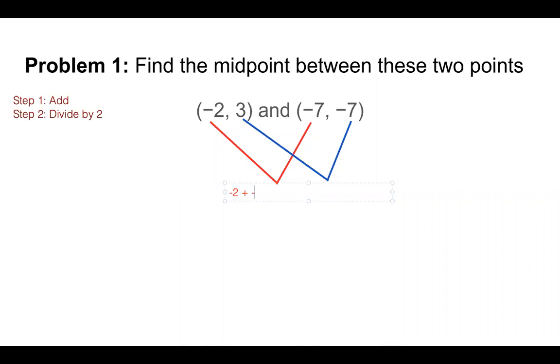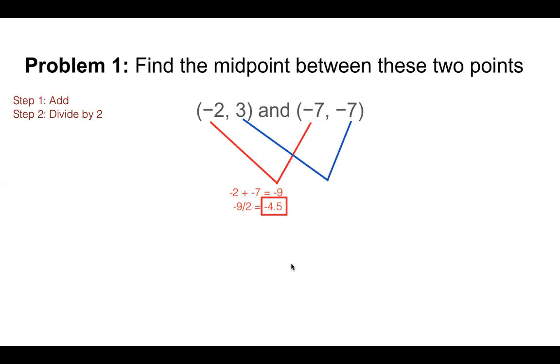Let's add those together. -2 plus -7 is going to give us -9. That was step 1. Now that we have -9, we're going to take that and divide by 2 to get -4.5. And that's it for that set.